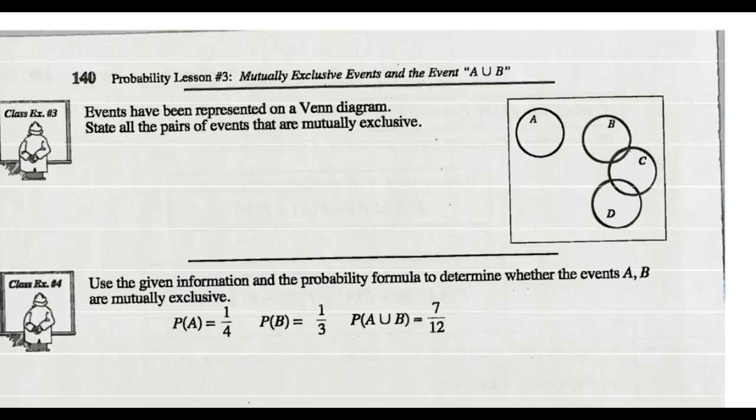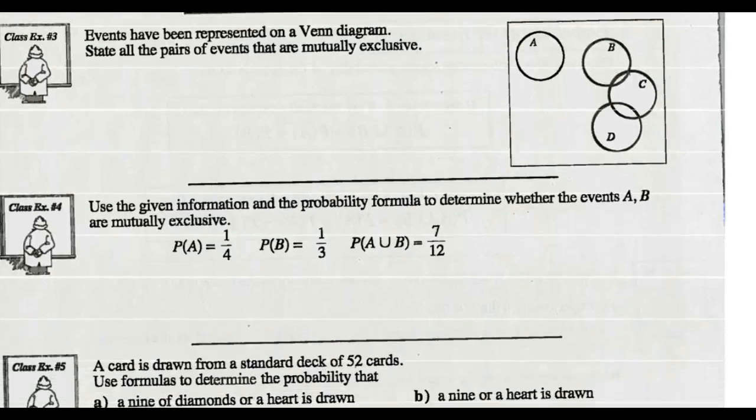All right, let's look at example 3. Events have been represented on a Venn diagram. State all the pairs of events that are mutually exclusive. Event A does not overlap with event B, so they must be mutually exclusive. Event A does not overlap with C, so they must be mutually exclusive. And event A does not overlap with D, so they must be mutually exclusive. B overlaps with C and C overlaps with D. However, B and D do not overlap, so they must be mutually exclusive.